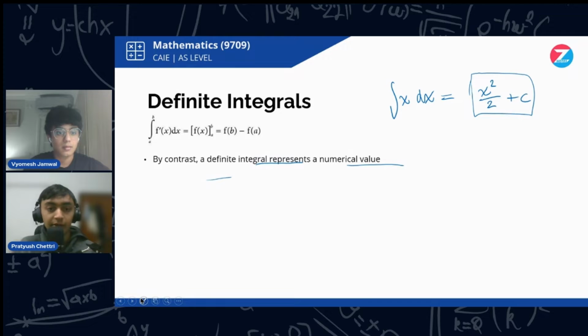By contrast, a definite integral represents a number value. While this is an expression, right? It'll make a graph or whatever, but it's not a number because there's a variable in there. A definite integral, once you finish it and get the final value, has no variables, it's just a number. Let's see how to get that.